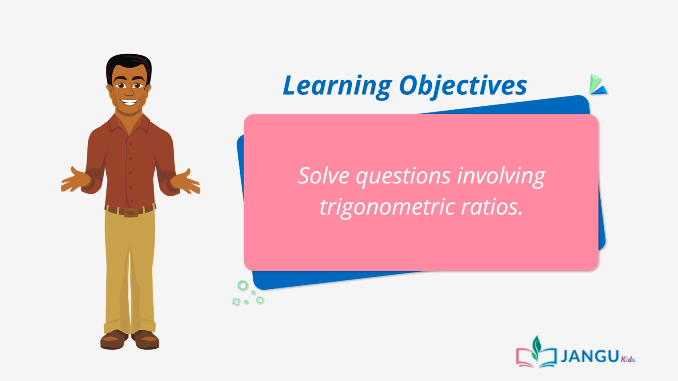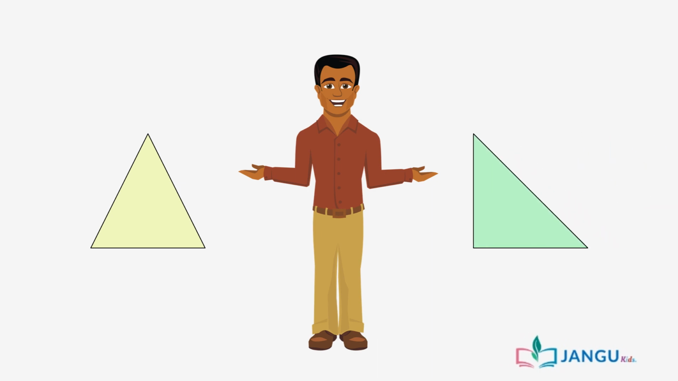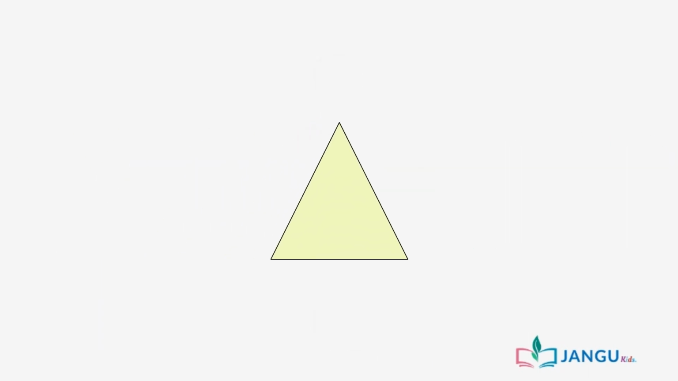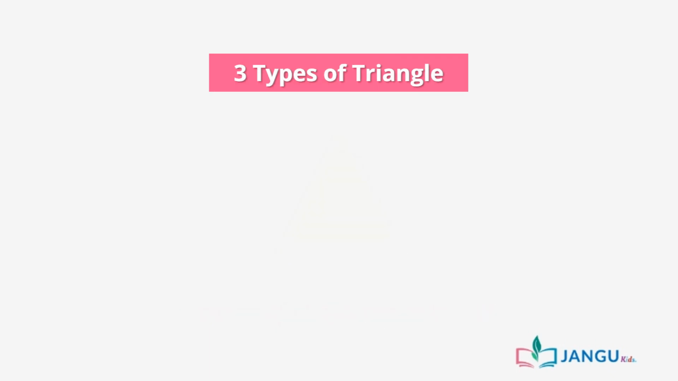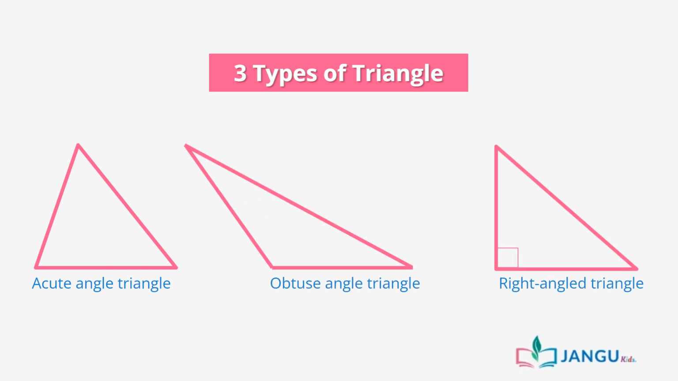Let's begin. Before we learn how to draw a right-angled triangle, let's go over what a triangle and right-angled triangle are. A triangle is a polygon with 3 sides where the sum of all the angles is 180 degrees. A triangle has 3 types: an acute angled triangle, an obtuse angled triangle, and a right-angled triangle.